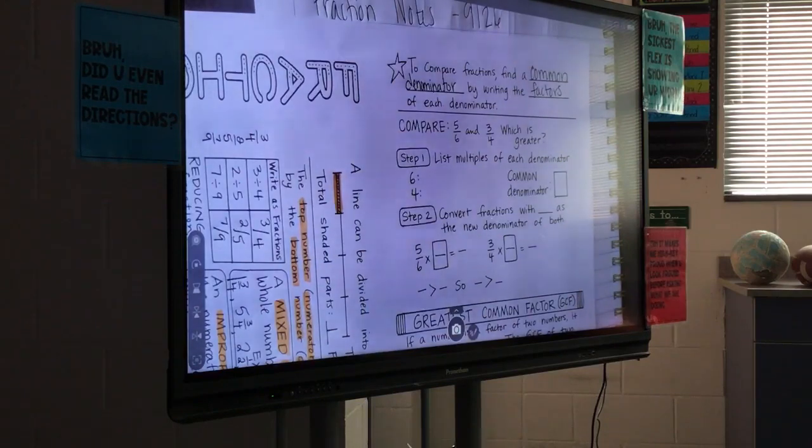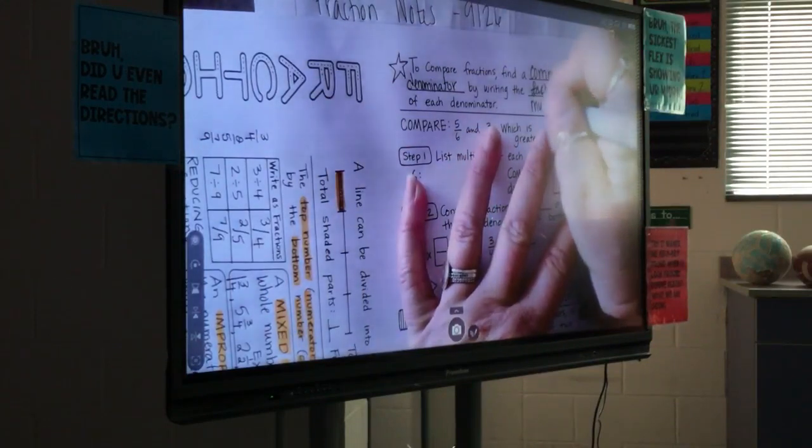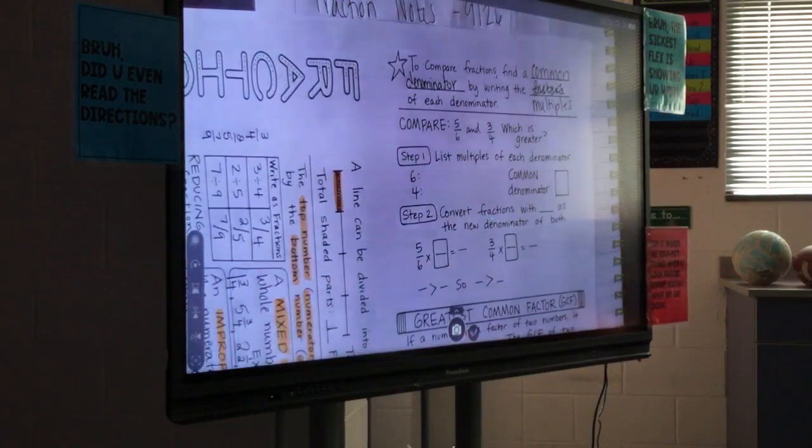All right, so we are going to compare 5/6 and 3/4, and we have to figure out which one is greater. Before we do this, stand up. Sorry, that should totally be multiple. Apparently, I'm thinking factors today. My bad. Nobody picked up on that? All right, stand up.